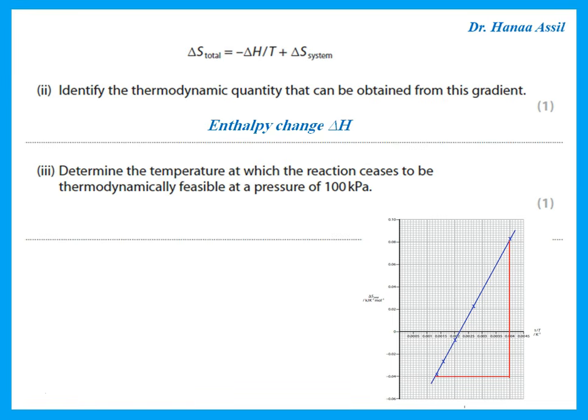Determine the temperature at which the reaction ceases to be thermodynamically feasible. Now, when does the reaction stop being feasible? It is when the delta S is 0. So, where in the graph do I have delta S total 0? The line crosses at 0 at about 1 over T of 0.0022. That means my temperature is 1 over that, and that is a certain temperature in degrees Kelvin.